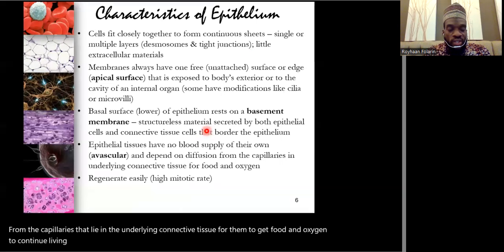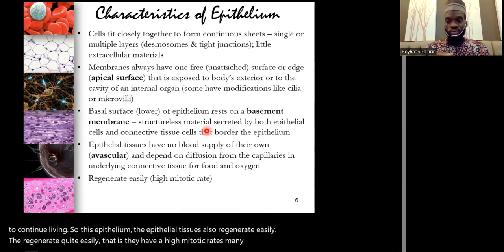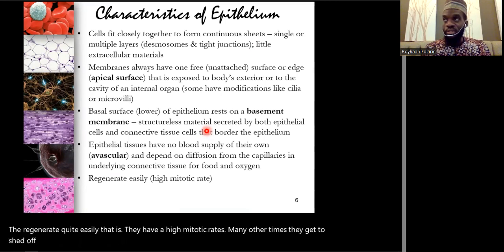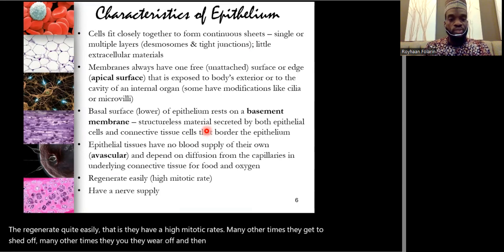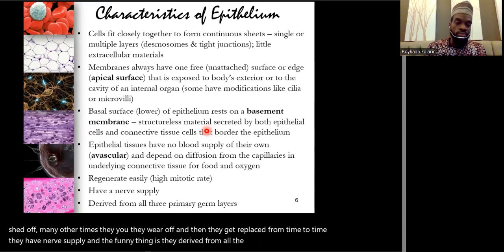So the epithelial tissues also regenerate easily. They regenerate quite easily. That is, they have a high mitotic rate. Many a time they get to shed off, they wear off, and then they get replaced from time to time. They have nerve supply. And the funny thing is they derive from all the three primary germ layers.